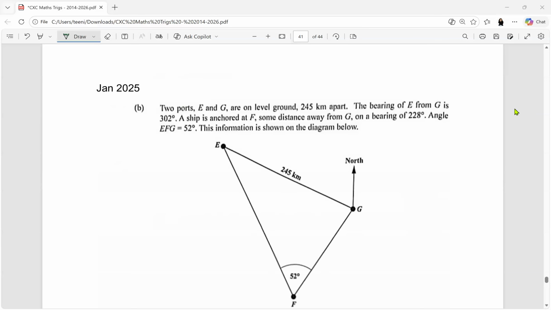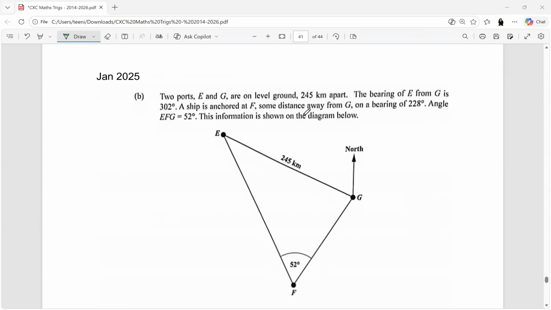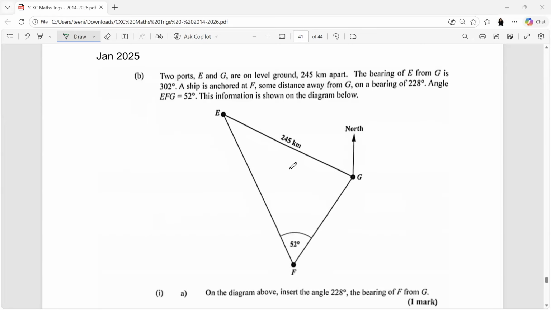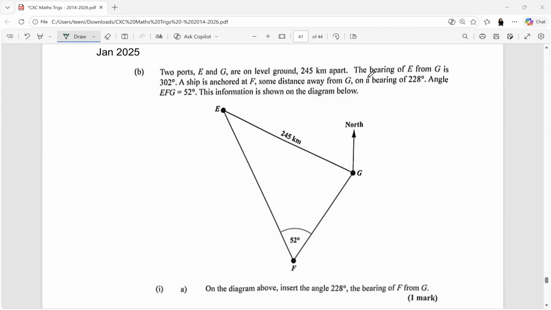All right, so let's look at this one. This is January 2025. 2 ports, E and G, are on level ground, 245 km apart. So here's E and here's G. The bearing of E from G is 302 degrees. A ship is anchored at F, some distance away from G, on a bearing of 228 degrees. Angle EFG is 52 degrees. This information is shown on the diagram below. On the diagram, insert the angle 228, which is the bearing of F from G.